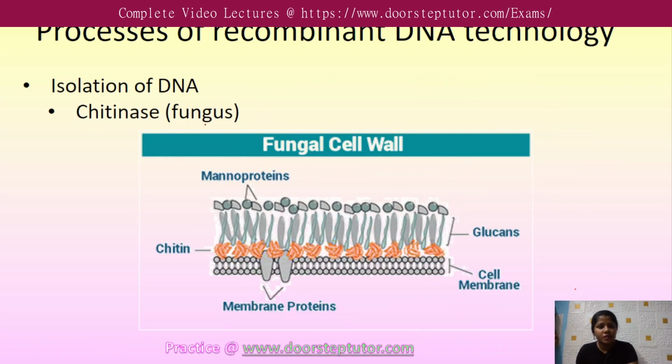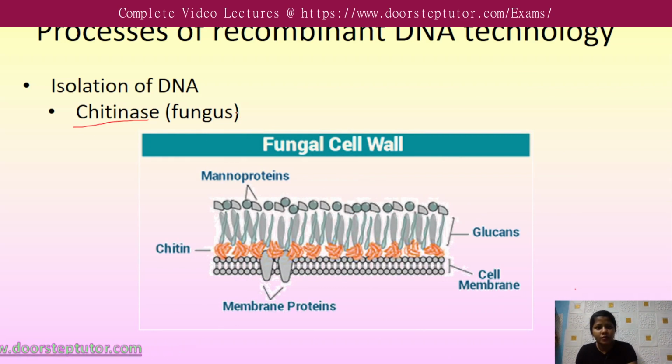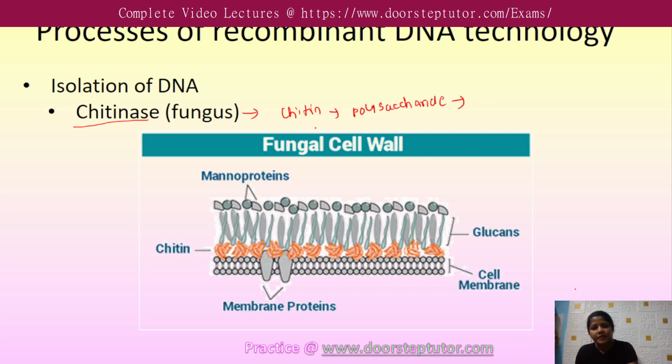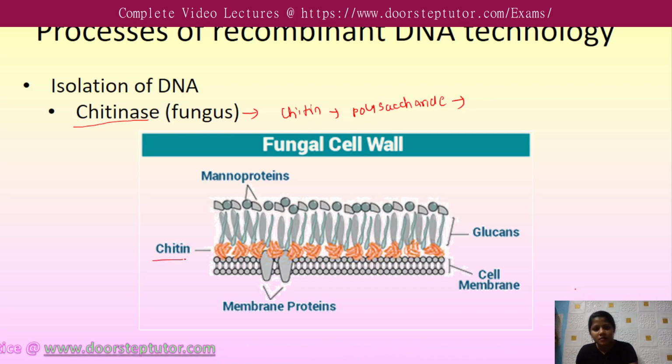Then in case of fungus, the chitinase enzyme is used, as the fungal cell wall is made up of chitin. Chitin is a polysaccharide, and the chitinase enzyme breaks the chitin. This is the chitin, and hence we easily take out genetic material from the fungus.